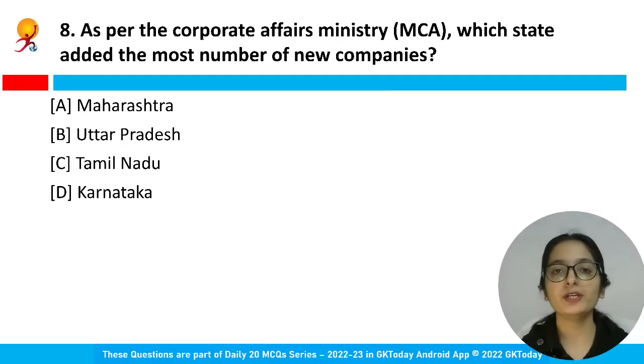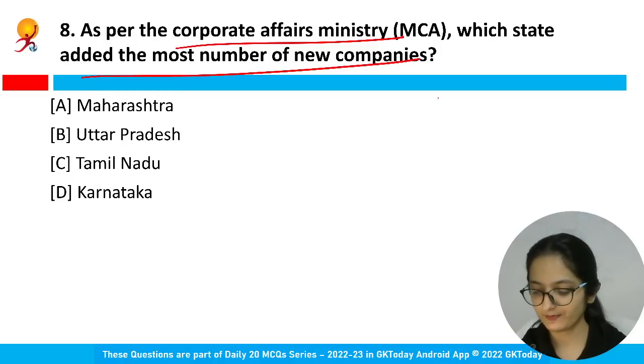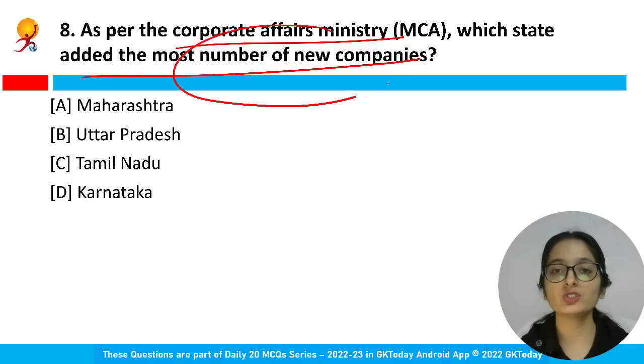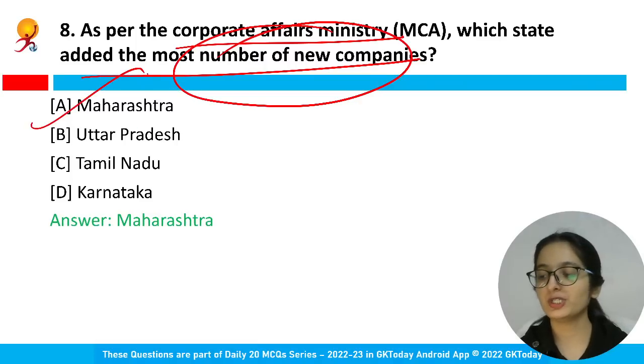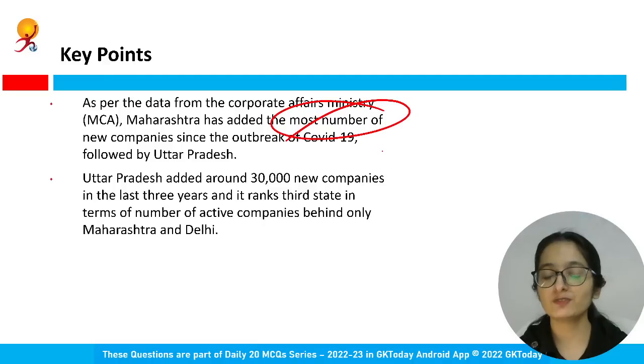As per the Corporate Affairs Ministry, which state added the most number of new companies? So there are 4 options and the right answer is Maharashtra. Option A is the right answer. So Maharashtra is basically the state that has added the most number of new companies. If I say UP, yes, it is followed by UP.